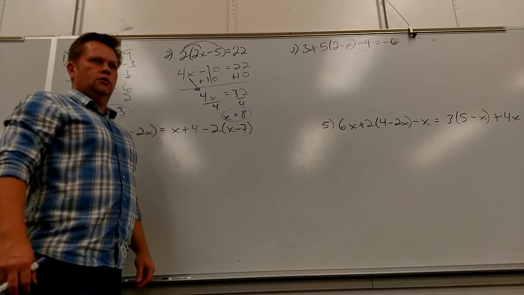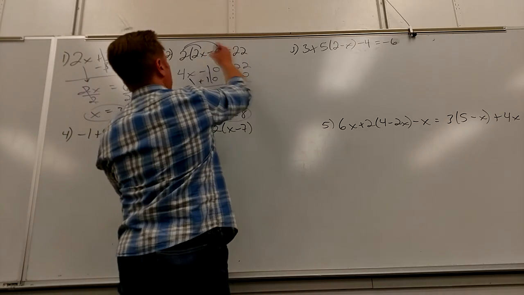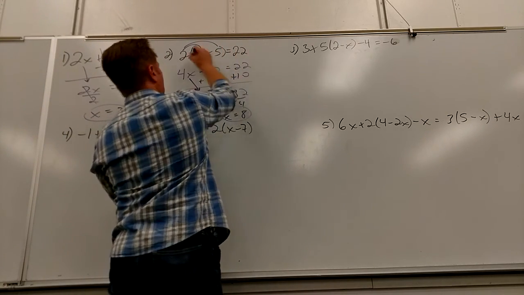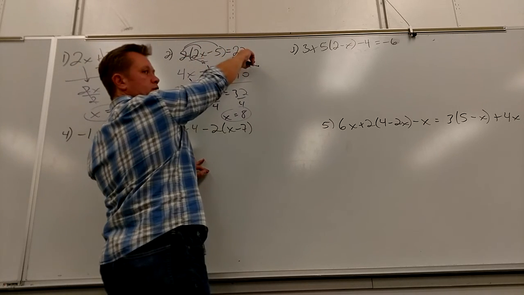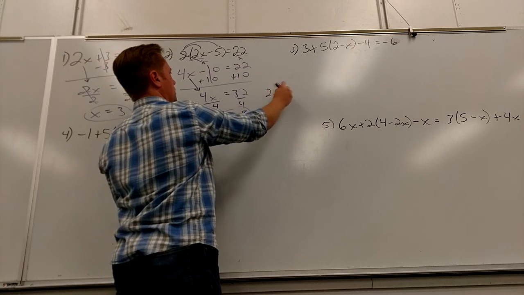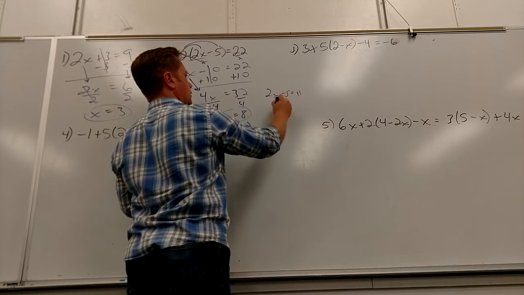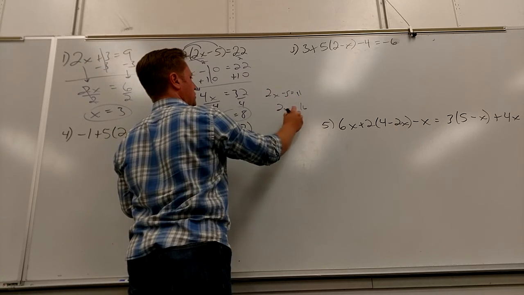Can you do the other one? Oh, yeah. So if I would have divided by 2 first, this would have become 11, right? So I'd have 2x minus 5 equals 11. Add the 5, I get 16. Divide by 2, I get 8.